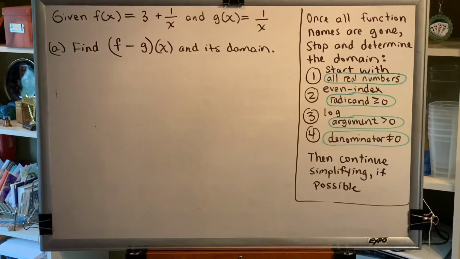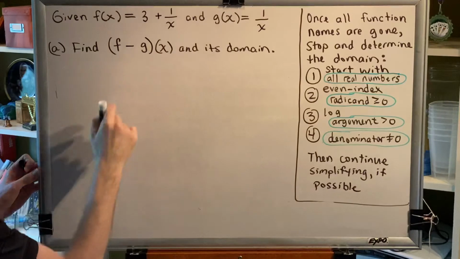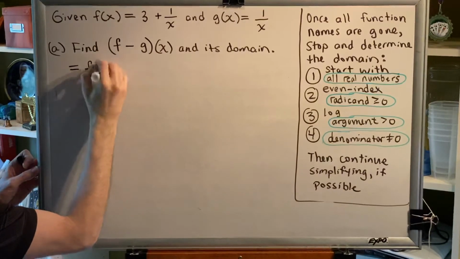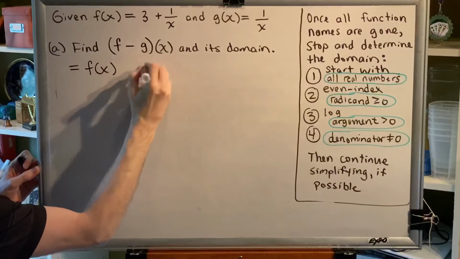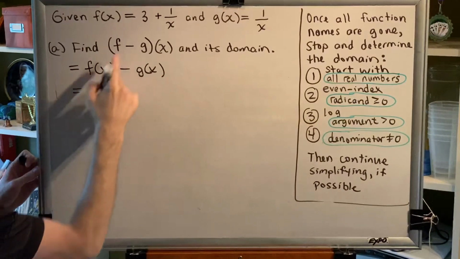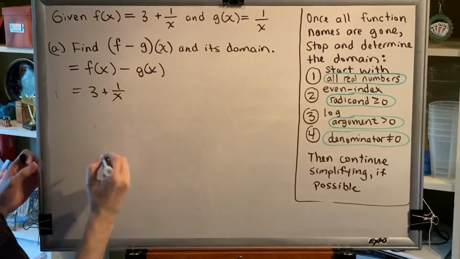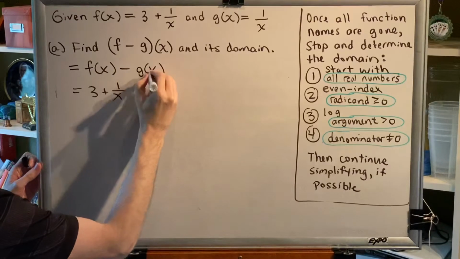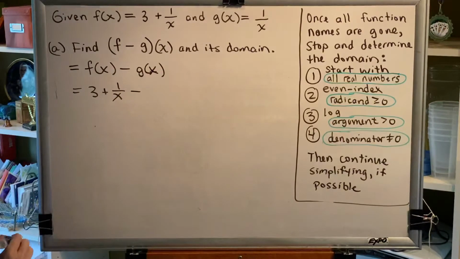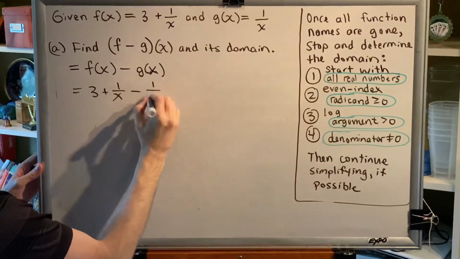All right, so this says the name is f minus g, which means that we're taking our two functions, f of x and g of x, and we are subtracting them. F of x we know is equal to 3 plus 1 over x. And g of x is being replaced with something new and it's being subtracted. So we have to think about if parentheses are necessary. This only has one term, so we actually don't need the parentheses.